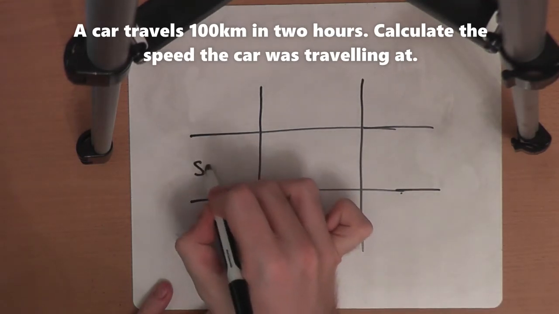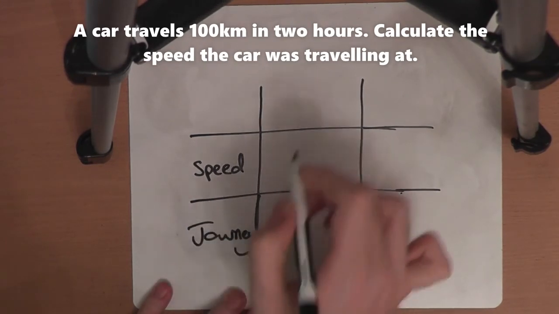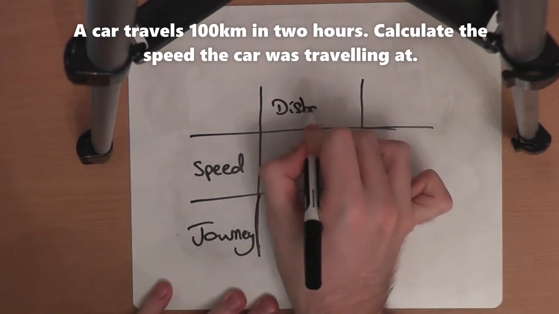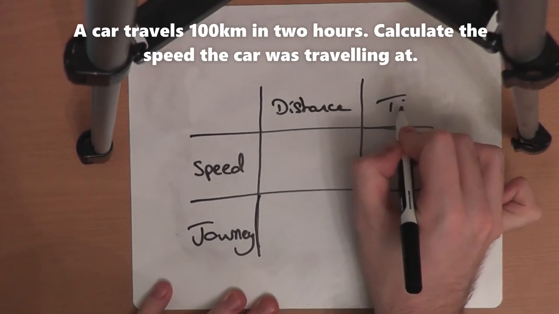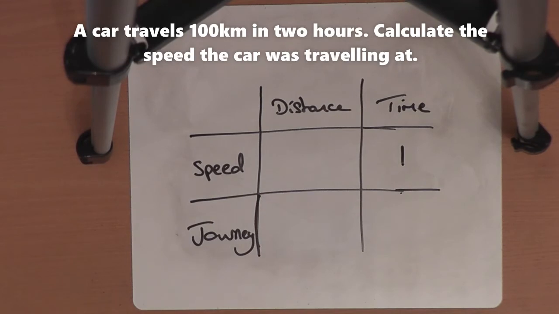So we have our two rows. We have our row for speed and we have our row for journey. We have our column for distance and we have our column for time. We know that the time unit is always going to be 1, whatever unit we are working in. That top box is always going to be 1 because the speed is defined as the distance you go when the time is 1, whatever it is we're looking at.